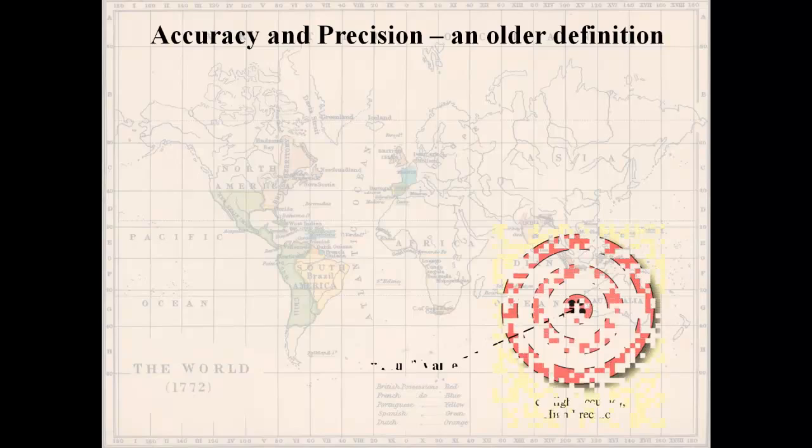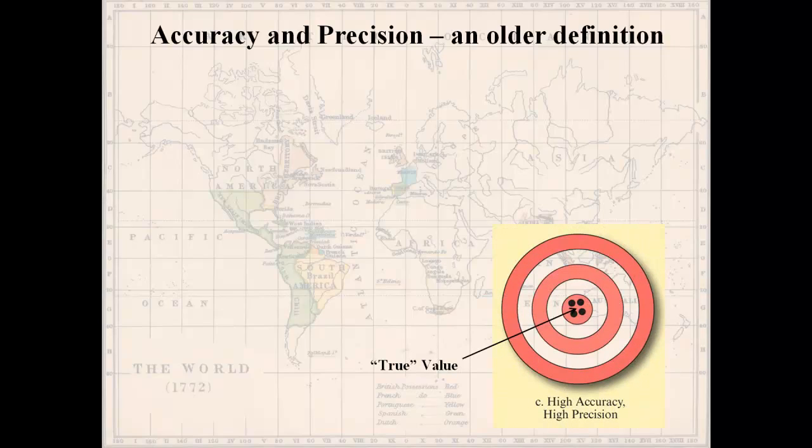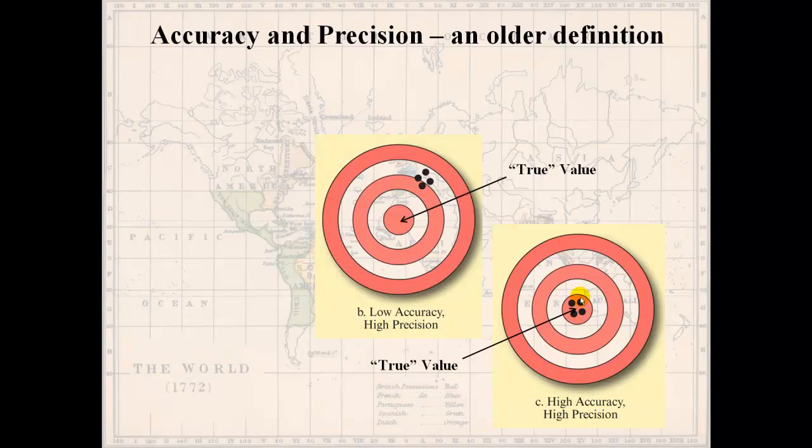So there's an older definition that went like this, graphically. Here we have a target, and the center of the bullseye we'll assume is the true value, and someone has taken 4 shots at that target. In this case all 4 shots are pretty close to the center of the target, so that would be accurate shooting. All 4 shots are also pretty close to each other, so that would be high precision. So this is a high precision, highly accurate shot.